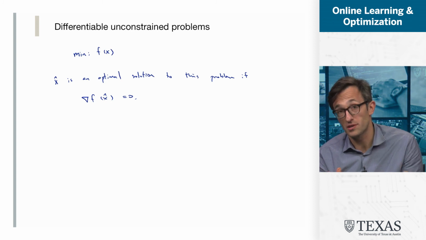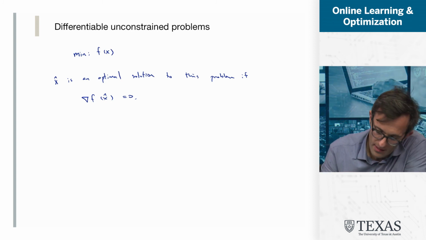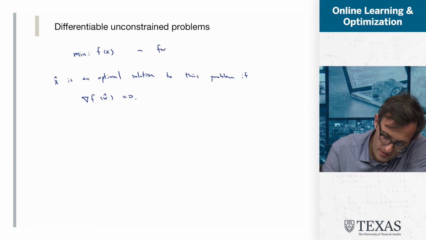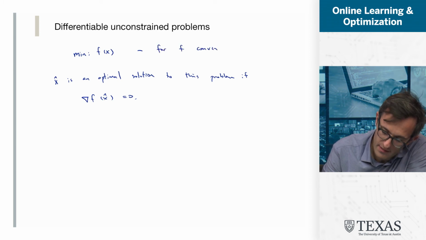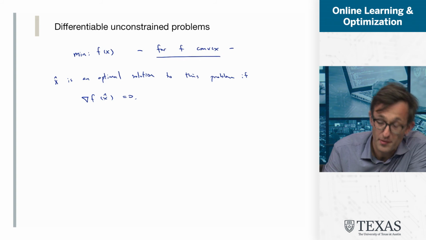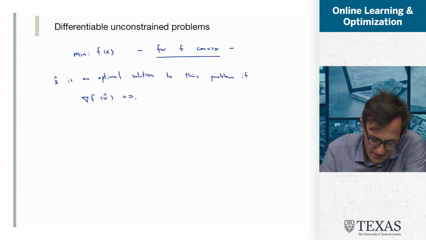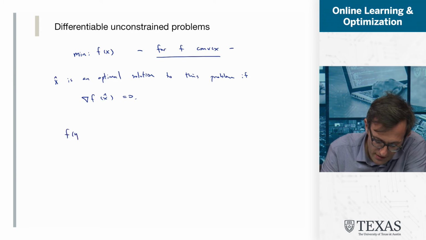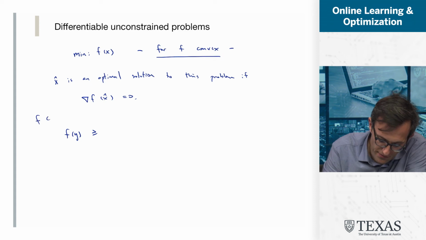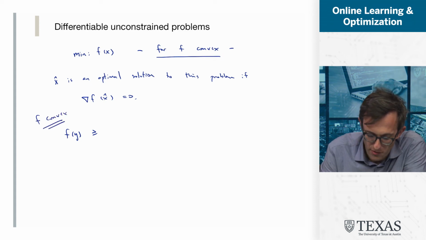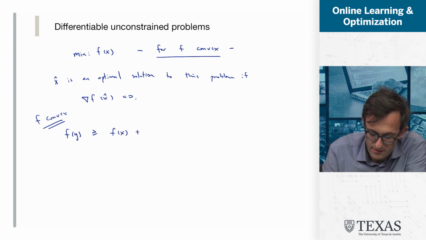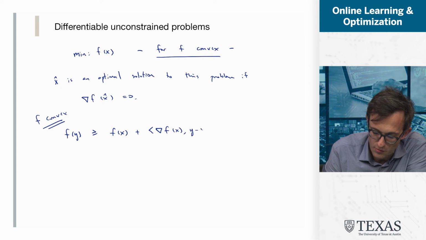use our definitions of convexity. I should say this is for f convex. Everything we're talking about for now has this property. So remember definition 2. Definition 2 of convexity said that f convex is equivalent to f of y greater than or equal to f of x plus the gradient of f of x times y minus x.